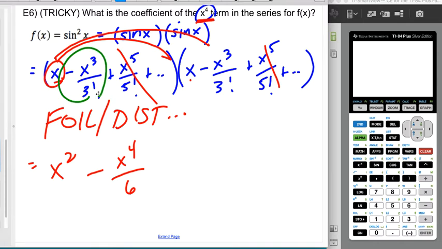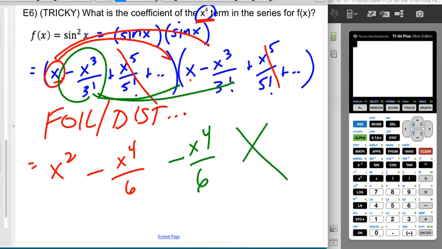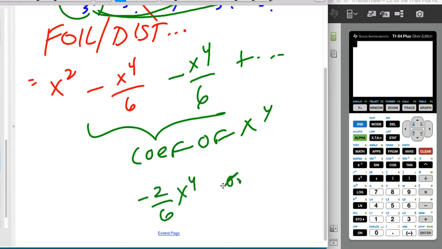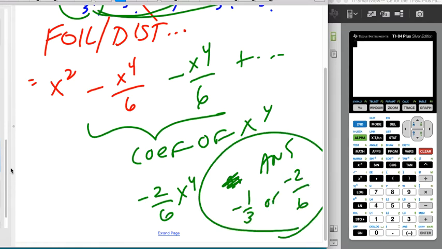Then I take this guy and distribute, and I get this guy times this guy, so that's going to be a negative x to the fourth over 6 again. And then this guy times this guy is an x to the sixth, so it's too big. I don't care about that at all, and any other terms would be too big. So all I care about are these two, because I wanted the coefficient of the x to the fourth. Well, it's a negative 2/6 x to the fourth, so your answer is either negative 1/3 or negative 2/6. You don't have to simplify, you just have to be able to get there.